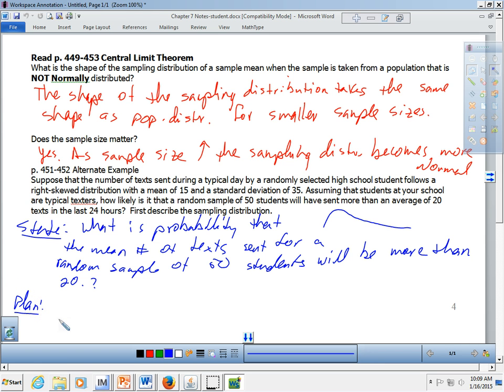Well, we want to get into our sampling distribution because that's what's going to tell us how likely it is to get a sample of 50 students that have a mean number of texts sent of more than 20. So I want to produce the sampling distribution to have an idea of where a sample would fall when they had a mean number of texts of more than 20. So I want to check to see if the distribution is going to be approximately normal. When we're sampling 50, which is definitely more than 30, this is going to be approximately normal.